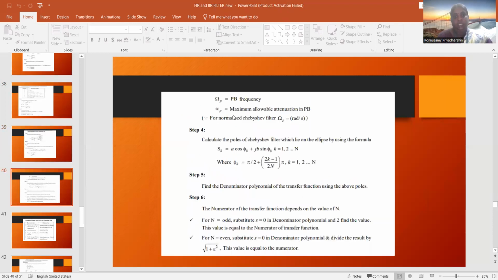and pass band frequency and allowable attenuation band. And step 4 is to calculate the poles for the Chebyshev filter and the denominator polynomial for the transfer function. And step 6 is the numerator of the transfer function, which depends on the value n. So we have to find out if n is odd, the value has to be substituted as 0, and if it is even, it has to be 0 in the denominator polynomial, and divide the result by root of 1 plus epsilon square.